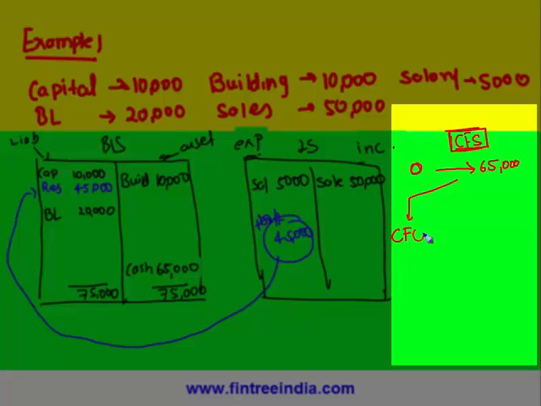Cash flow from operations, cash flow from investments or investing activities, cash flow from financing activities. So CFO, CFI, CFF. Operations is all related to operations. So when you receive cash by sales, you receive cash by accounts receivable, you spend cash for paying salaries, purchases, all business related items will come in CFO.